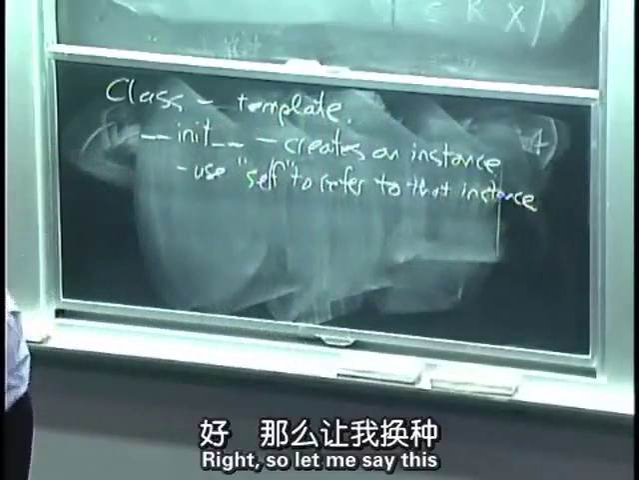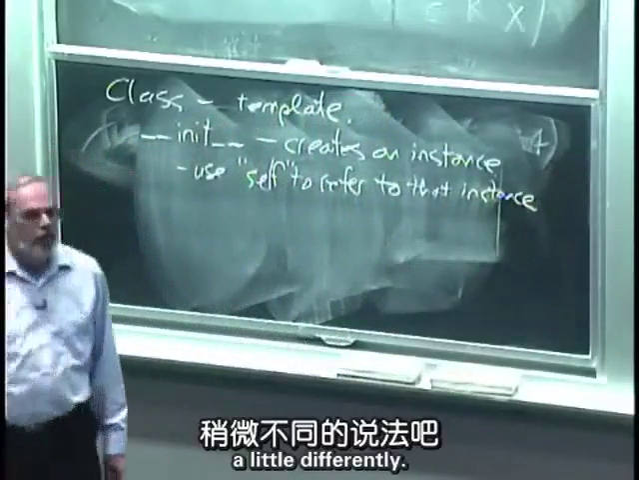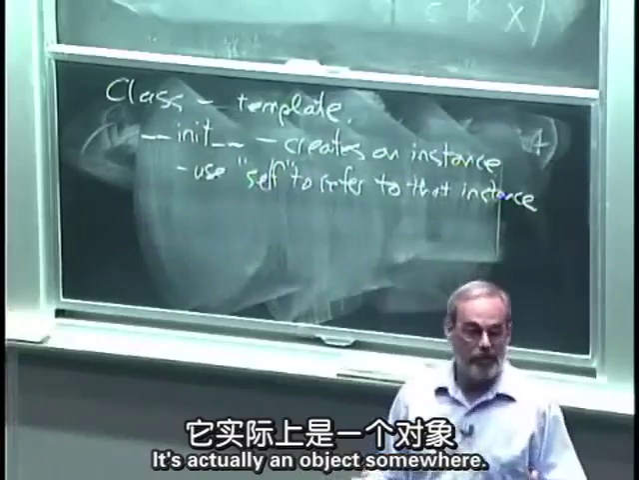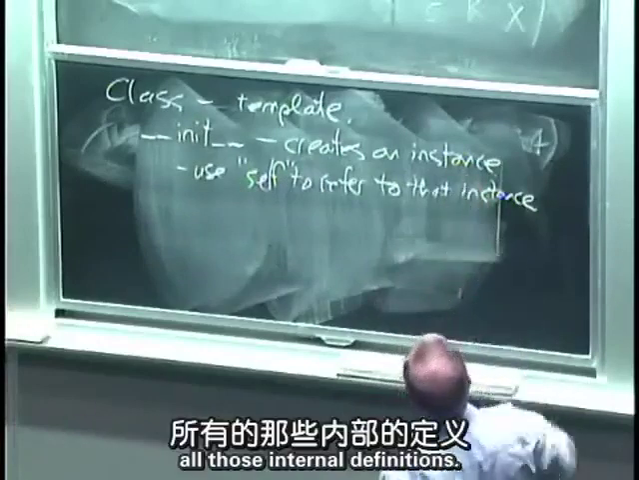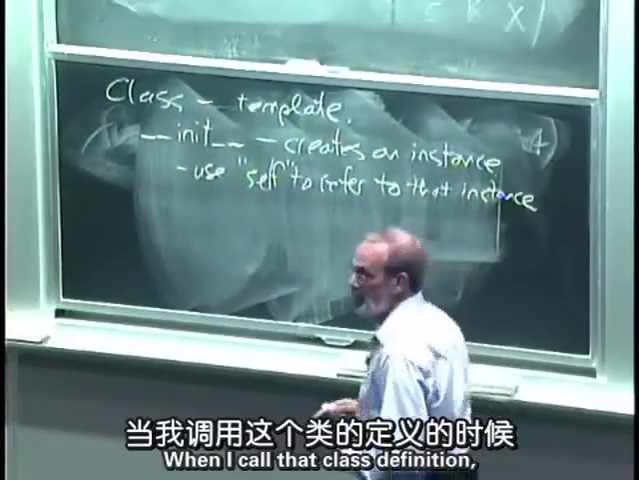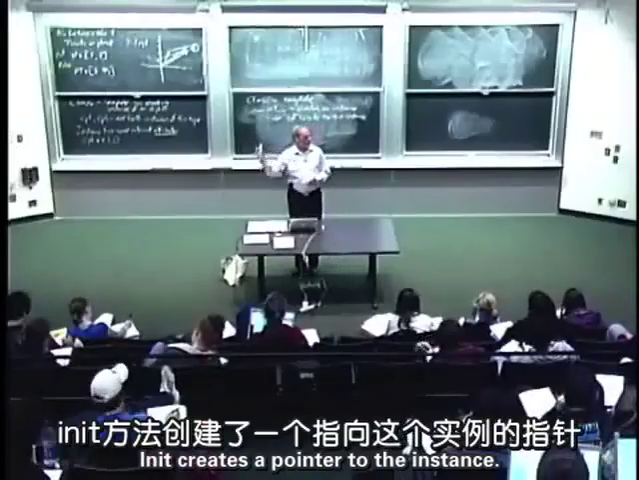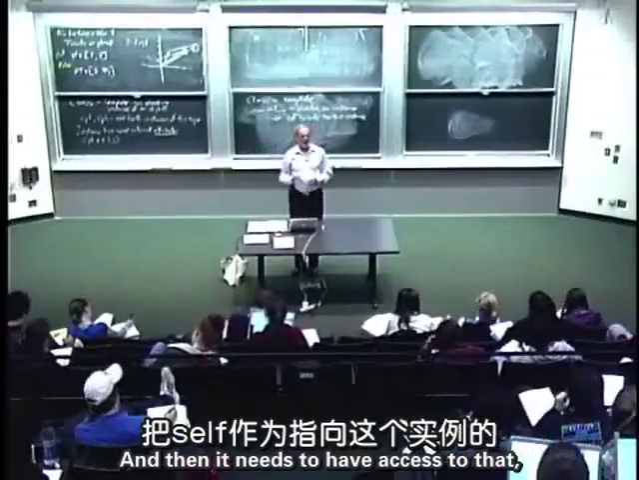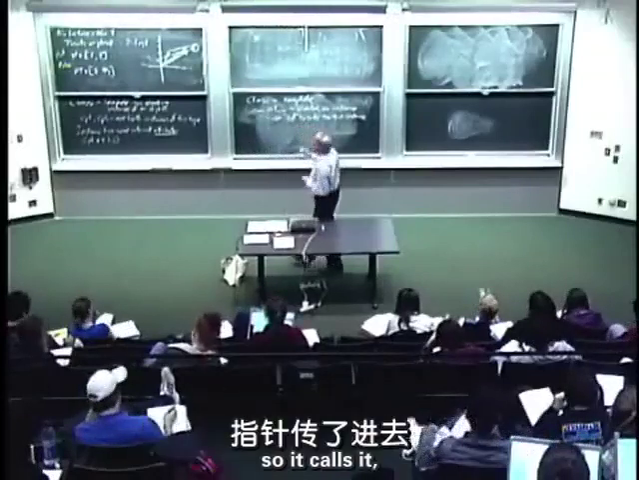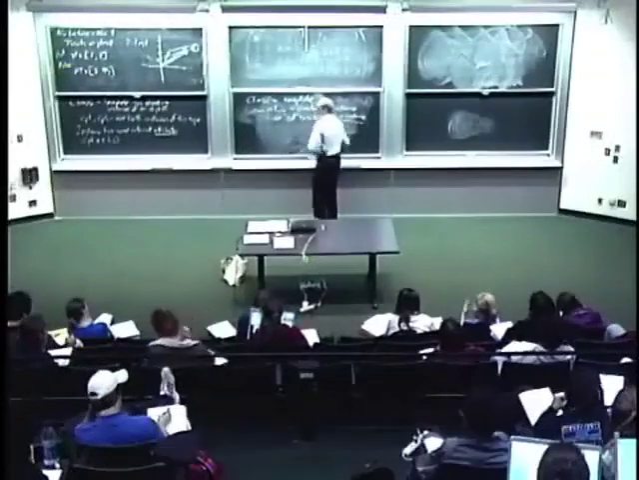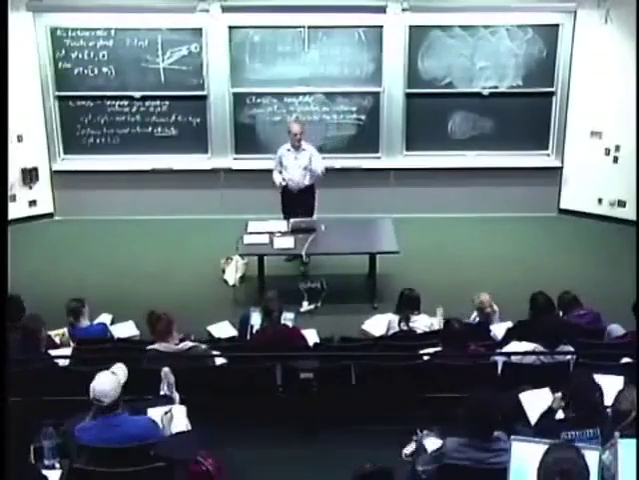All right, so let me say this a little differently. I have a class definition. It's actually an object somewhere. It has inside of it all those internal definitions. When I call that class definition, it calls init. Init creates a pointer to the instance. And then it needs to have access to that. So it calls it passing in self as the pointer to the instance. That is, it says it has access to that piece in memory.